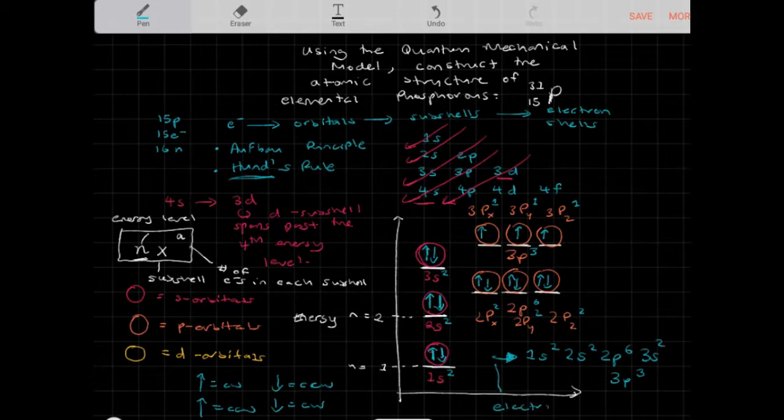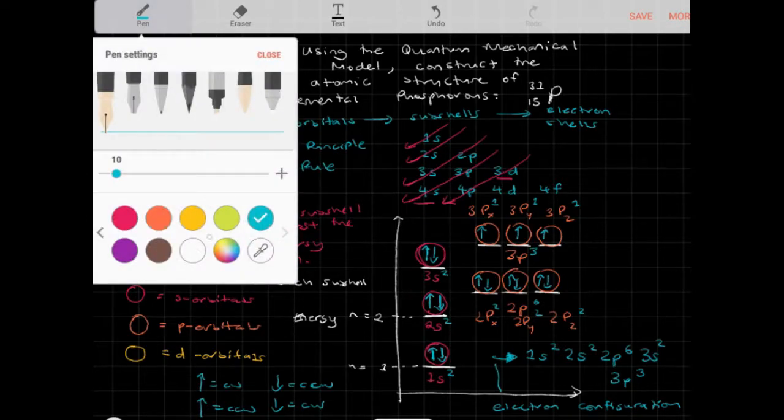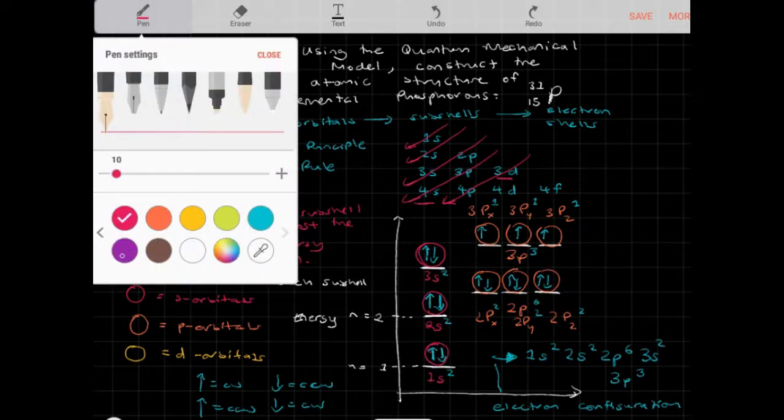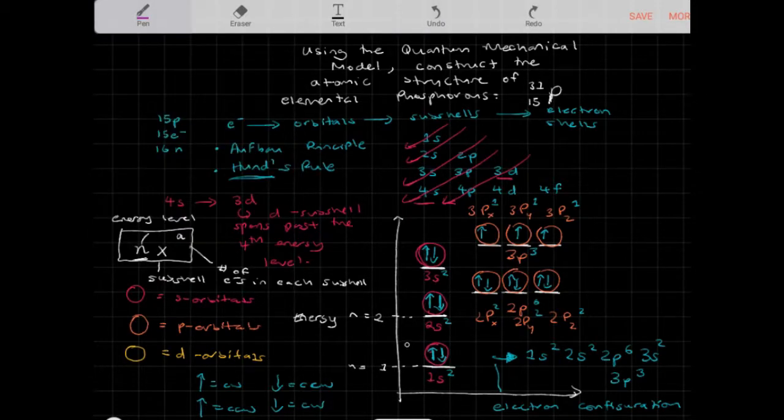I'll take a look at some electron configuration examples next, but I also want you to understand that within this atomic structure, these are each of the individual shells, so I'm just going to highlight that. So this is the first energy level, the first energy shell. This is the second energy shell, so it includes the S and the P. And then this is the third energy shell here, so this is n is equal to 3.